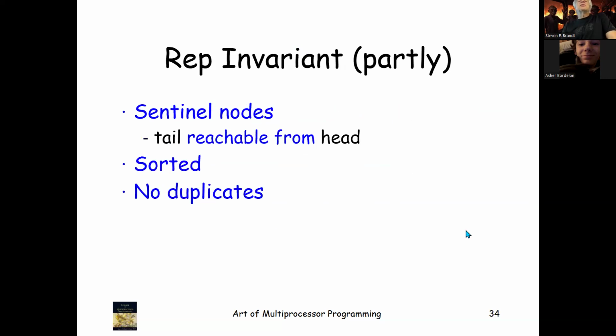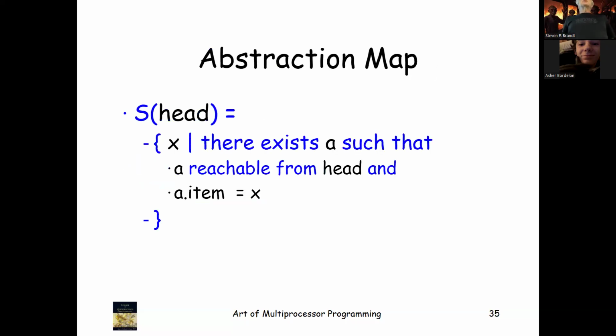And we talked about what Sentinels are. So the invariants that we want is that the Sentinel nodes are always there. The tail is reachable from the head. The nodes are sorted, and there are no duplicates, right? This last thing is necessary for it to be a set. So we have three invariants here: tail reachable from the head, sorted, and no duplicates. And so we say we have this abstraction map. We can say that our set contains X such that there exists an A such that A is reachable from the head, and A.item equals X. So we can sort of talk about it that way as well.